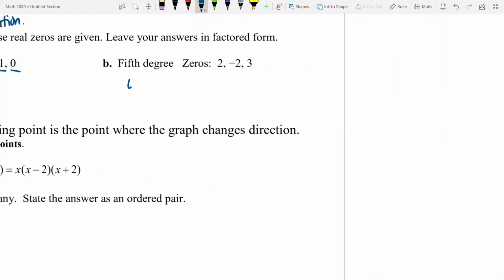Let's do this one. Y equals, the x equals 2 gives me an x minus 2. The x equals negative 2 gives me an x plus 2. The x equals 3 gives me an x minus 3. It's wrong. What's wrong? It's supposed to be 5th degree. So how many am I missing? 2. So I could just make this guy a 3. It doesn't matter as long as when I end up I get a 5th degree. Okay, however you guys want to do it is great.